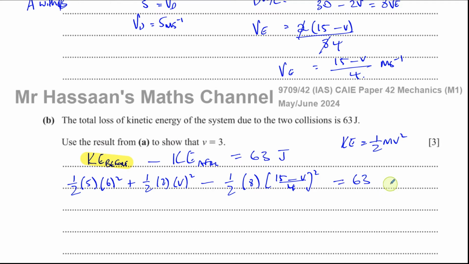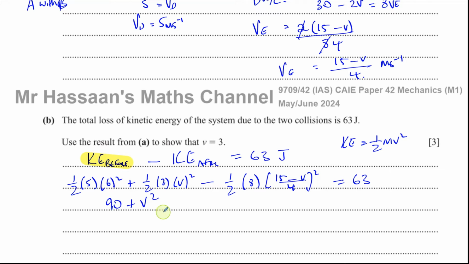So we can use this now to try to find the value of v. So we're going to have a half times 5 times 36. That's going to be 90, because half of 36 is 18, times 5 is 90. So you have 90 here. And then you have a half times 2, which is 1, times v squared.